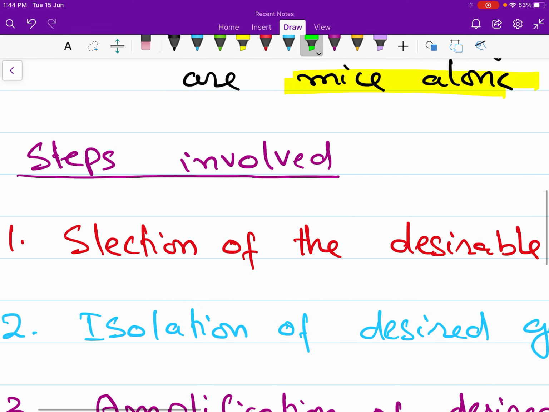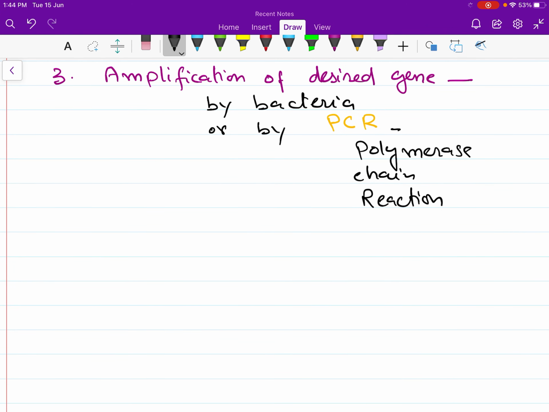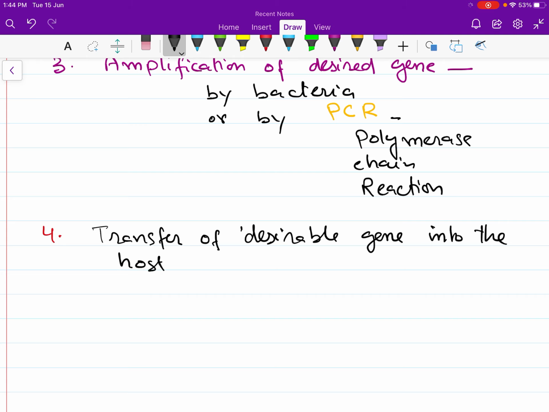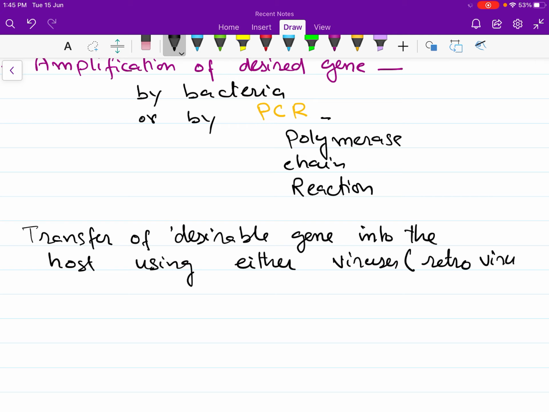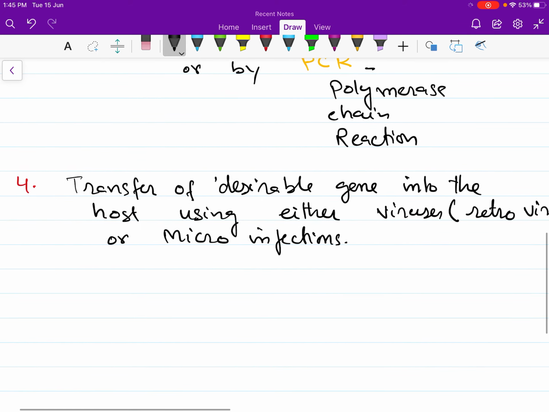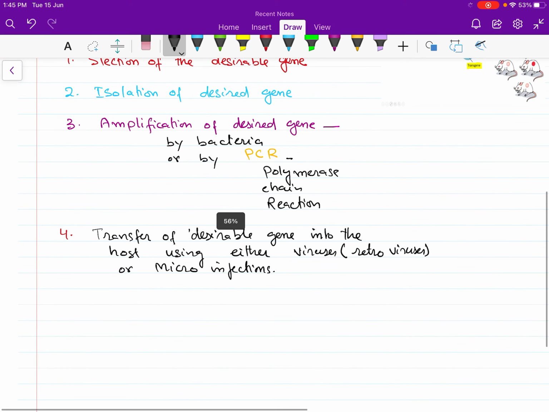The next step in the production of transgenic animals will be the transfer of the transgene to the host. That is the transfer of the desirable gene into the host using either viruses, especially the retroviruses, or microinjections, right? So this was the summary of how these transgenic animals are formed.